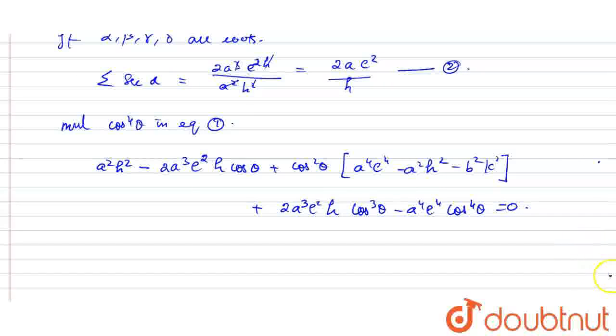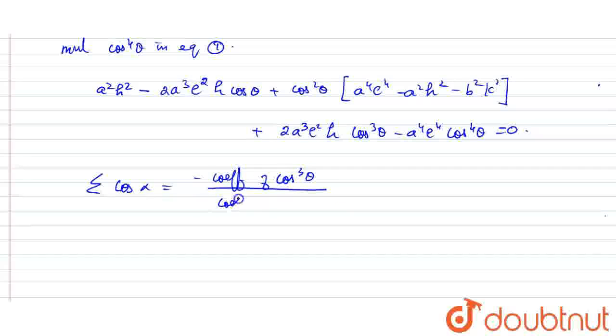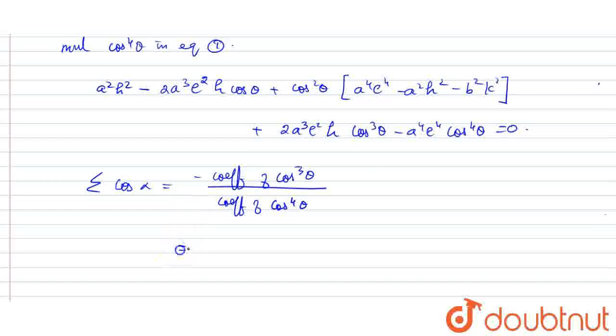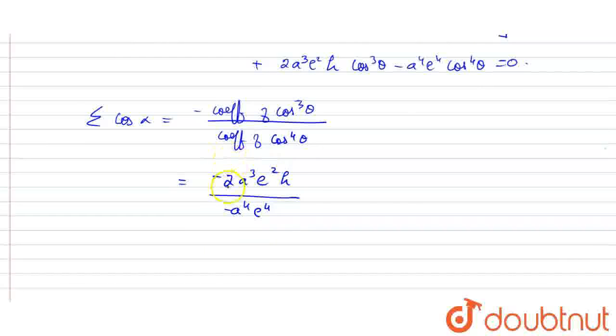Okay, students, here all the values are cos values, right? So I'm going to find the summation of cos alpha, which is equal to minus the coefficient of cos cube theta divided by the coefficient of cos power 4 theta. Okay, students, so I'm going to substitute here. So the value is equal to minus 2a cube e square h divided by minus a power 4 e power 4. Okay, so now I'm going to cancel here.